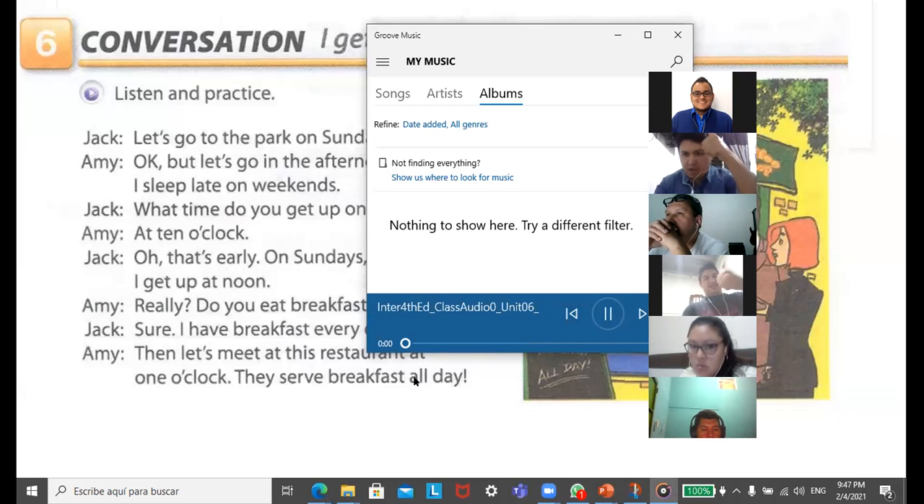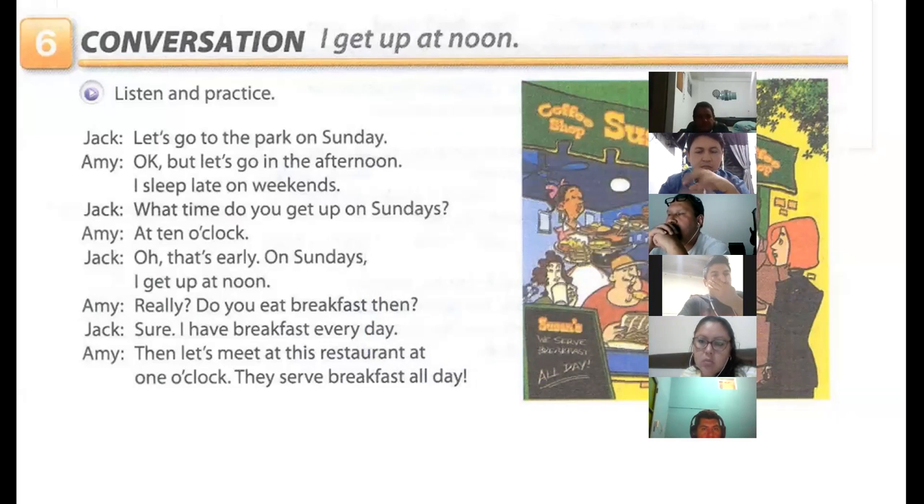Page 38, exercise 6, conversation. I get up at noon. Listen and practice. Let's go to the park on Sunday. Okay, but let's go in the afternoon. I sleep late on weekends. What time do you get up on Sundays? At 10 o'clock. Oh, that's early. On Sundays, I get up at noon. Really? Do you eat breakfast then? Sure. I have breakfast every day. Then let's meet at this restaurant at 1 o'clock. They serve breakfast all day.